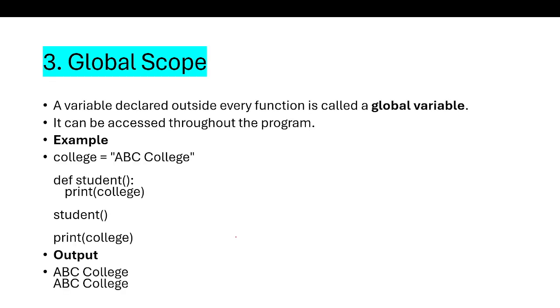Third one, global scope. A variable declared outside every function is called a global variable. It can be accessed throughout the program. Example, college is equal to ABC college. We declared it outside every function. This is the student function, and it prints the college. Then call the student function, and then print the college. What will be the output? ABC college, ABC college.